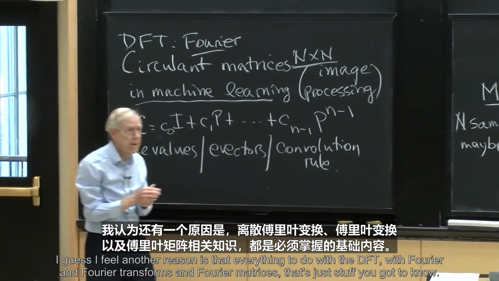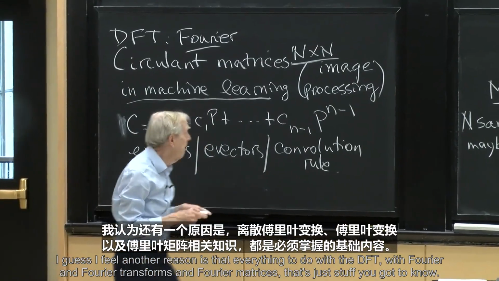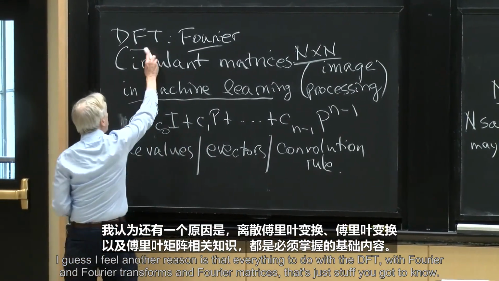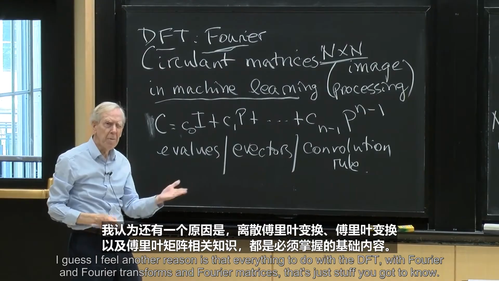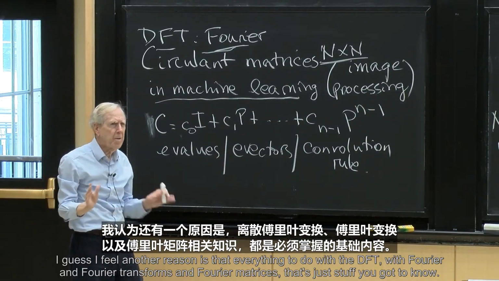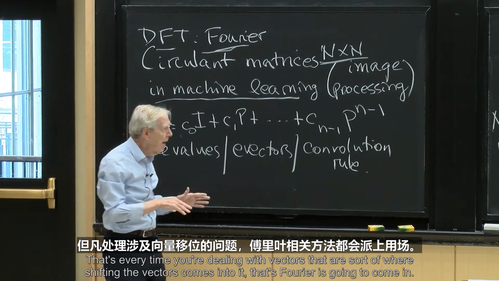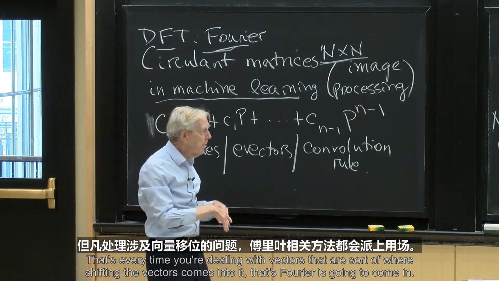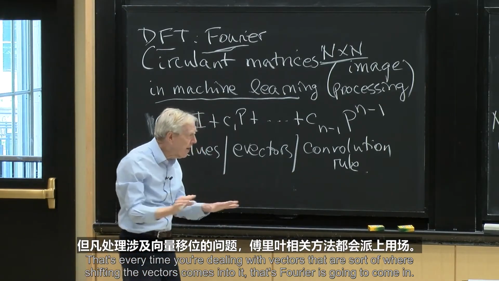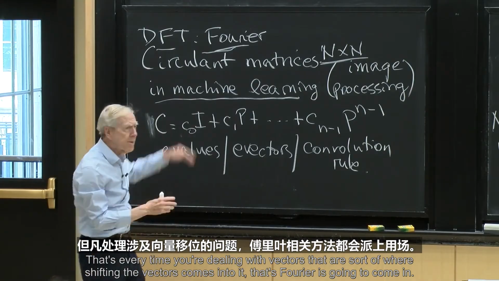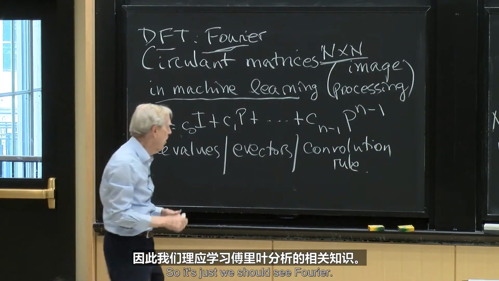I guess I feel another reason is that everything to do with the DFT, with Fourier and Fourier transforms and Fourier matrices, that's just stuff you've got to know. Every time you're dealing with vectors where shifting the vectors comes into it, Fourier is going to come in. So we should see Fourier.